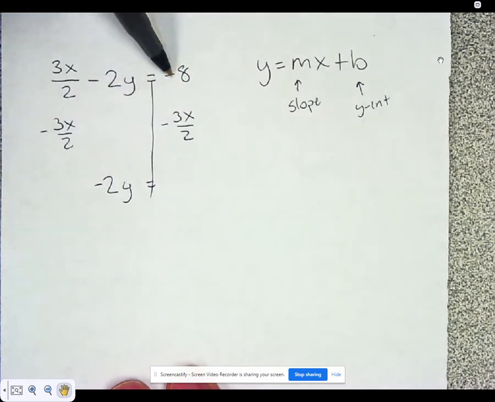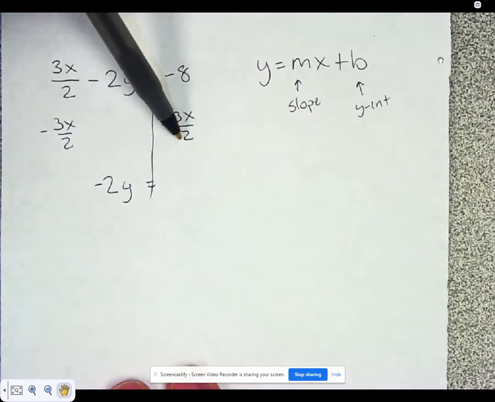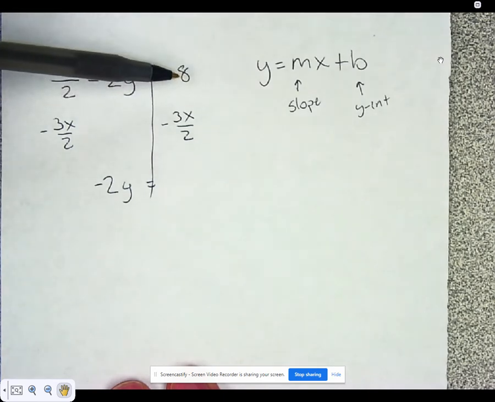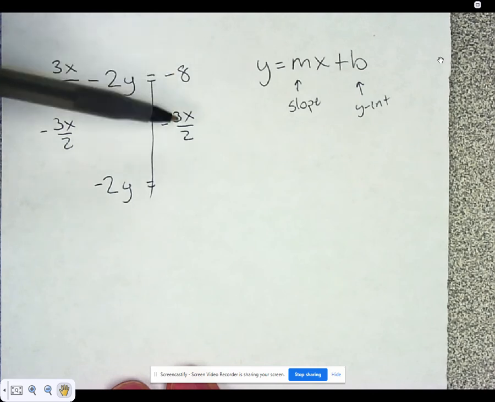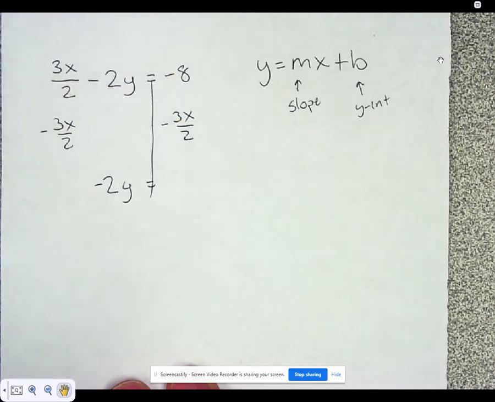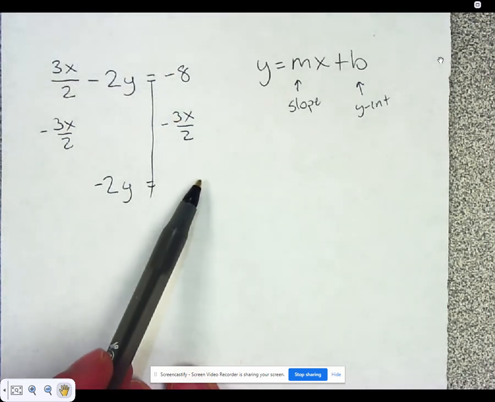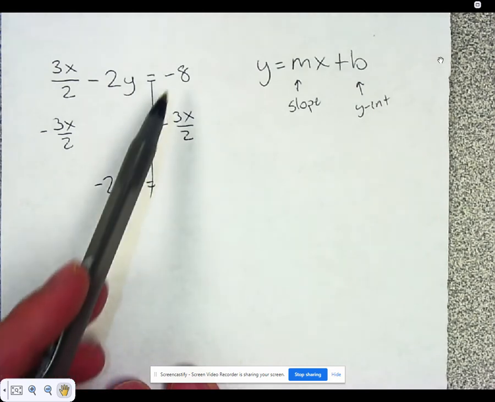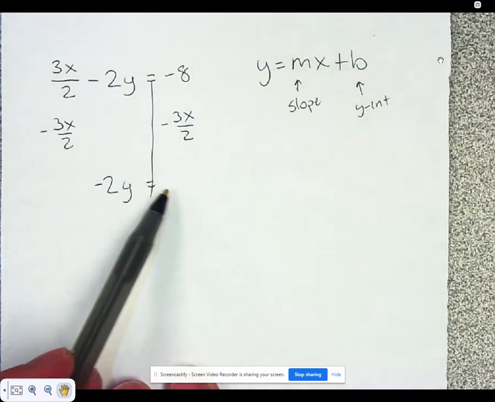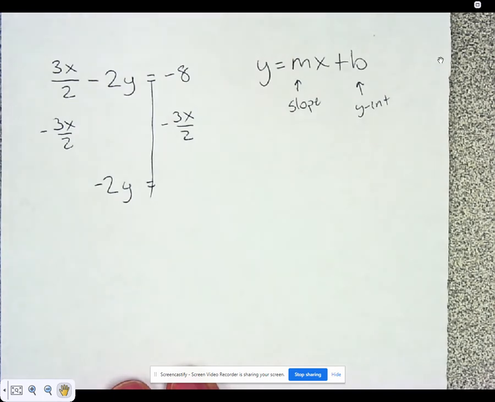Now, negative 8 minus 3x over 2, since the 8 does not have an x with it, these are not like terms, so they cannot be combined. You could write negative 8 minus 3x over 2, just the way it sits right here, and just rewrite it. And that would be fine. It'd be correct, but it wouldn't be as helpful to us.